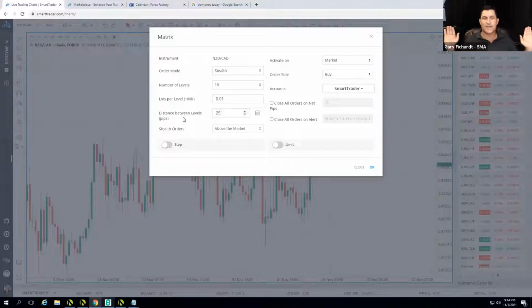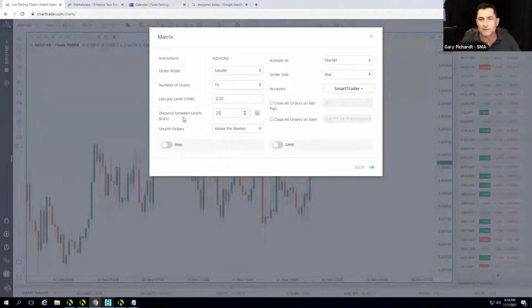Now, hold on a second. Let's talk about this as well, because I've heard some conversation around, big dog, I've seen your signals and your signals don't always come in at 25 pips. Sometimes it's 40 pips in between. Sometimes it's 20 pips or 21 pips in between. So there is this inconsistency of when these orders come through.